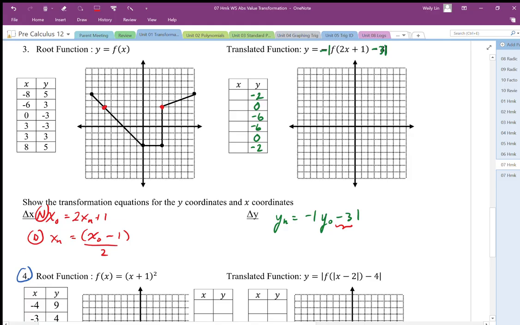So shift to the left and compress, I get -4.5. Shift to the left and compress, I get -3.5. Shift to the left and compress, I get -0.5. Shift to the left and compress, I get 1. Shift to the left, compress, I get 1. Shift to the left, compress, I get +3.5. So those represent our new coordinates.